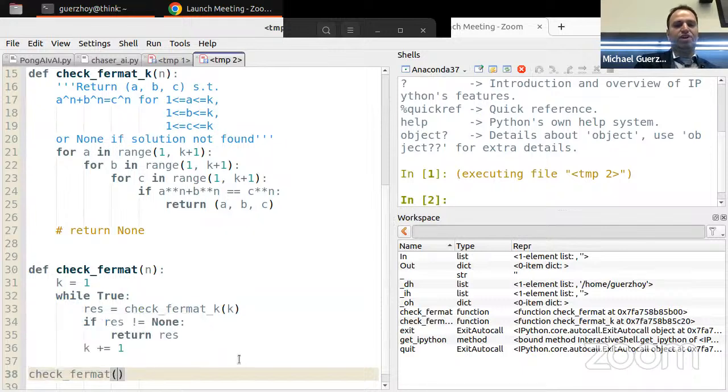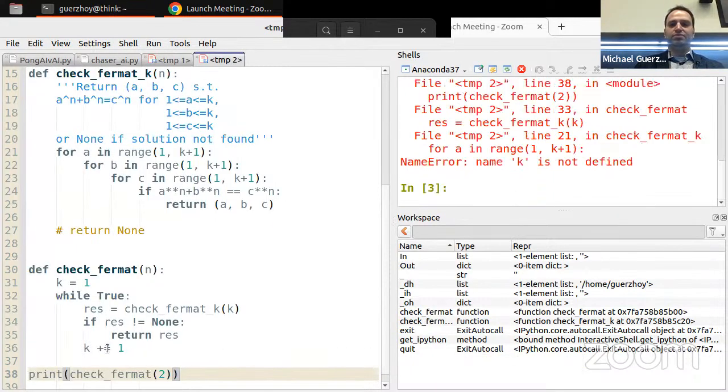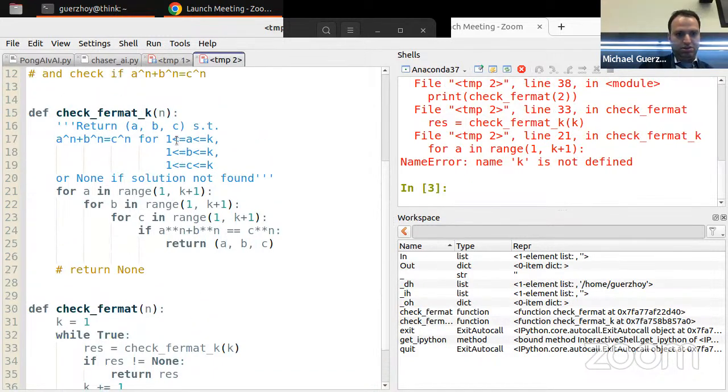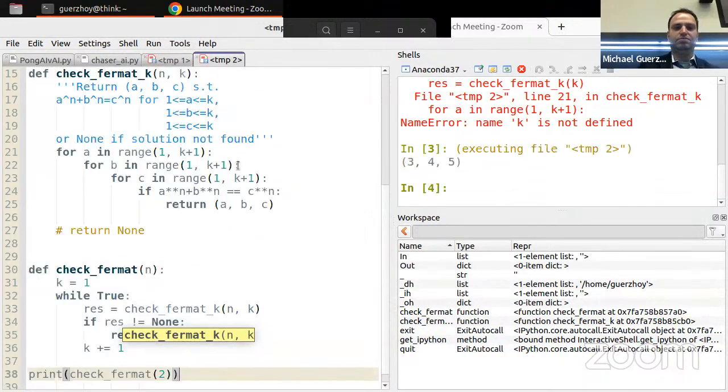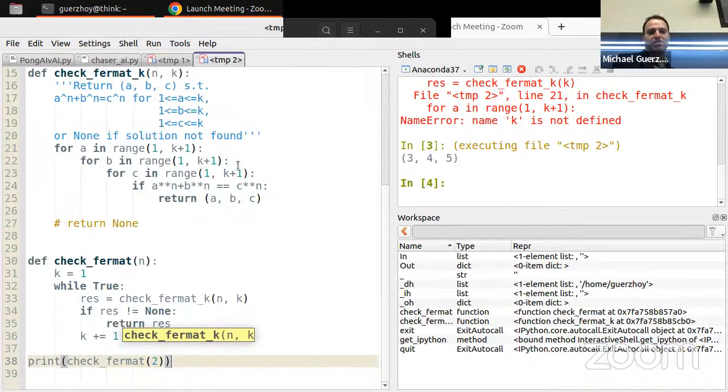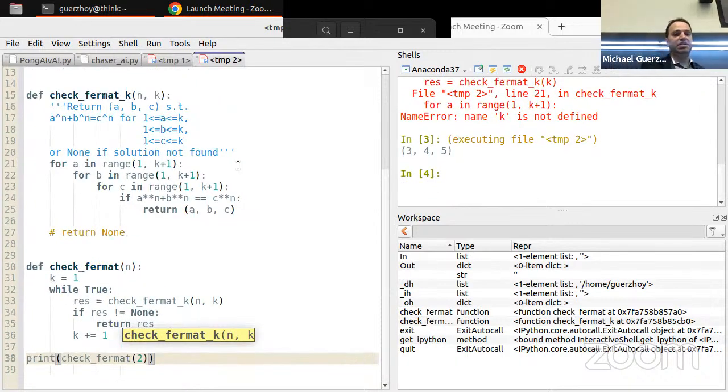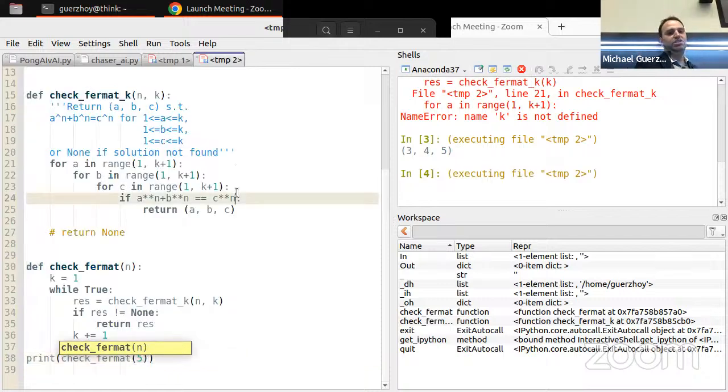So, okay. So now we can run it. And for n equals 2, there is a solution. So for example, 3, 4, 5 is a solution. Okay, not defined. Oh, I didn't send the K. And here it found 3, 4, 5, right? On the other hand, you try to send 5, and it's going to go on forever.